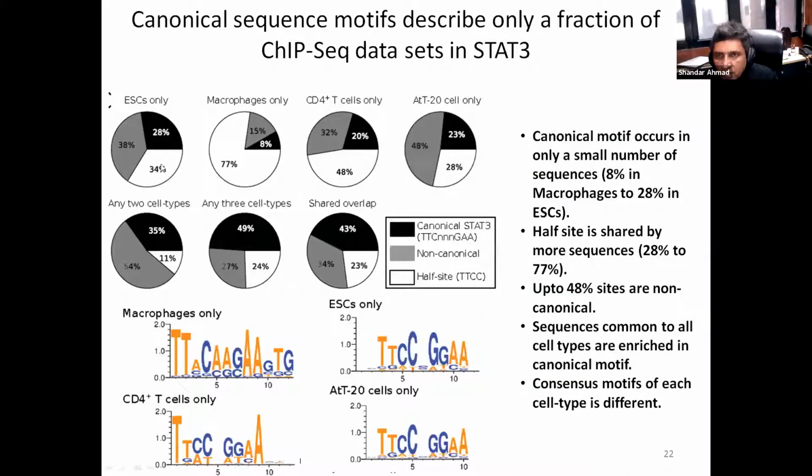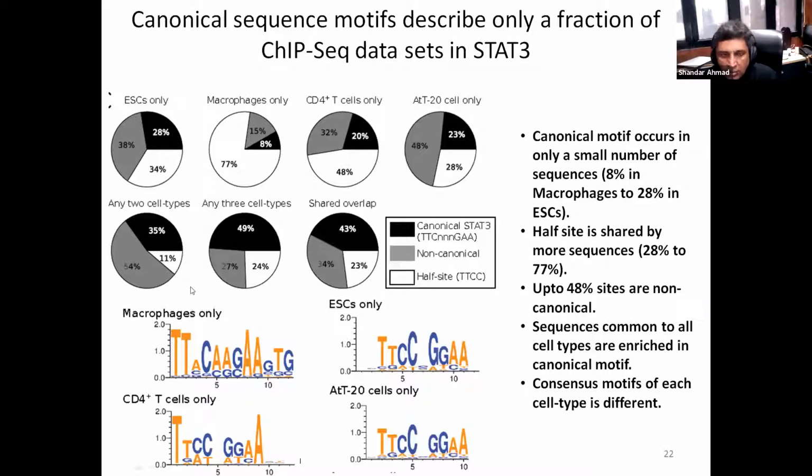If we look at the sites individually, we know the canonical motif of STAT3 is TTC and its half complement GAA, with a spacer of 3 bases usually. This canonical motif is observed in embryonic stem cells in only 28% of the sites observed in the ChIP-seq experiment. In macrophages, this number is just 8%. In CD4 plus T cells, this number is 20%, and so on. So you would see that a large number of the transcription factor binding sites do not have the canonical STAT3 motif.